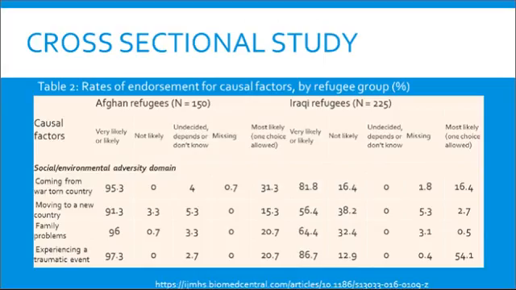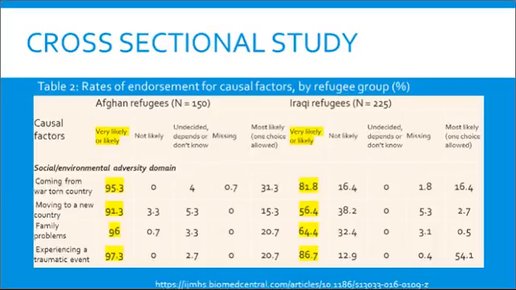In this study, this is a table from a study looking at two different refugee groups that have PTSD and asking these two different groups what factors they thought were associated with their getting PTSD. And so in this study, what we see is that there are some differences in the outcomes as to what social or environmental factors they think might be associated with their PTSD.